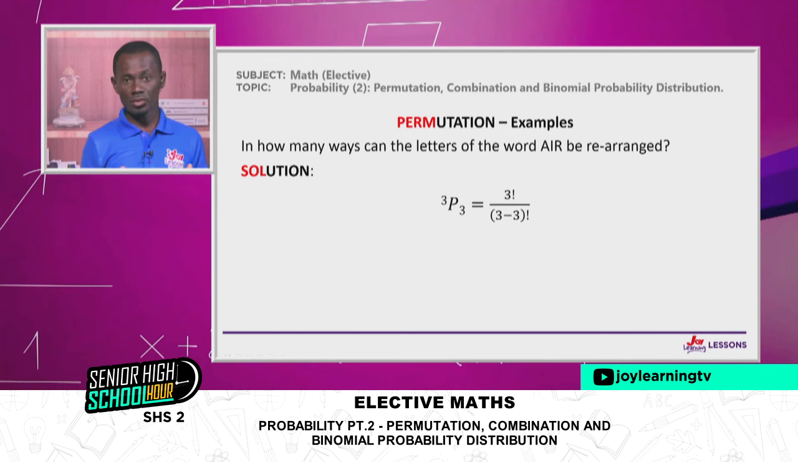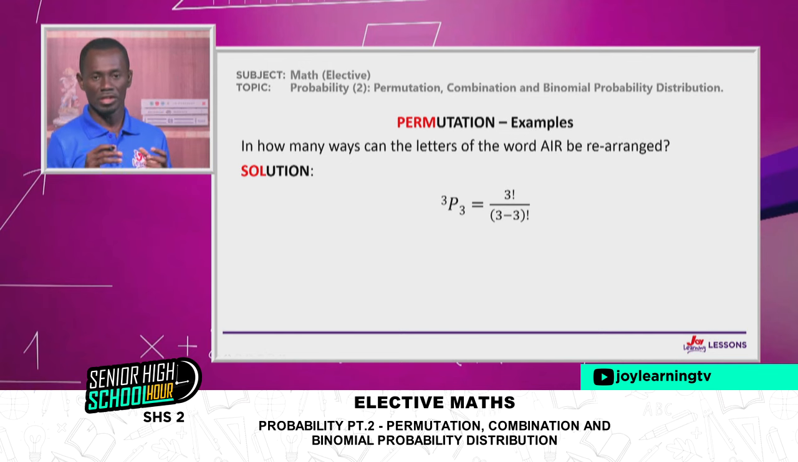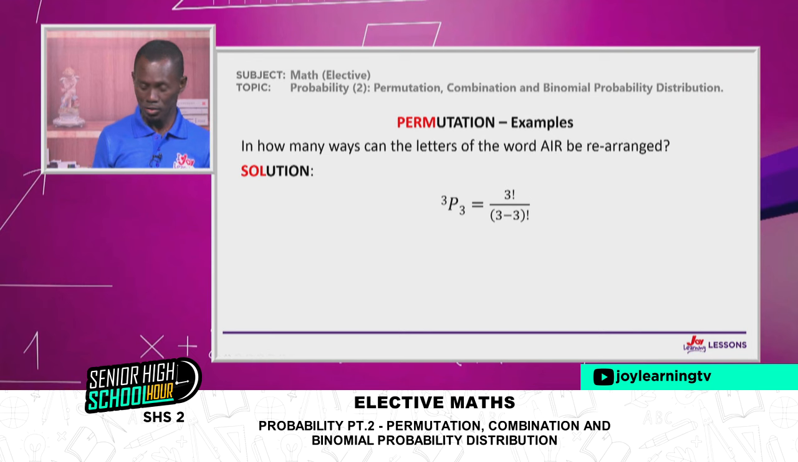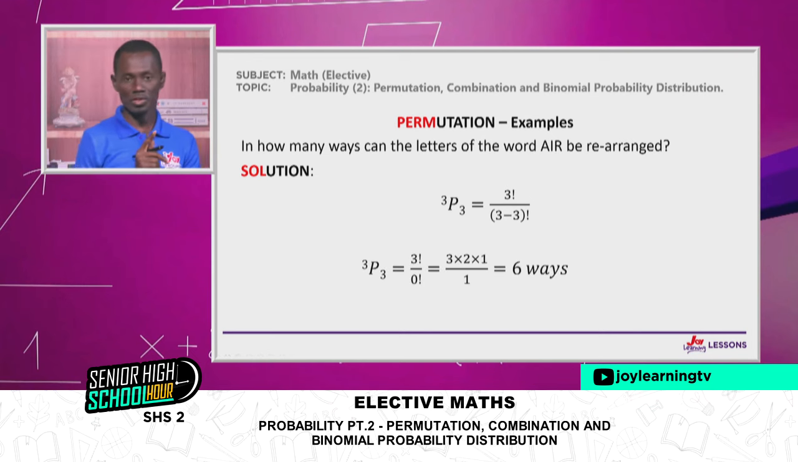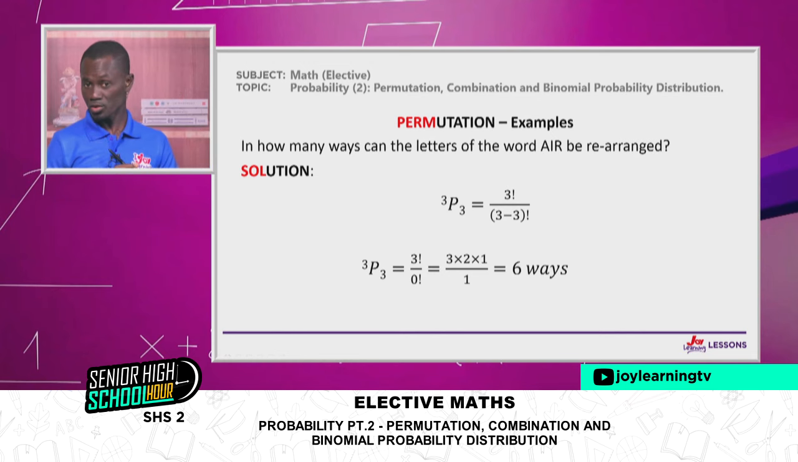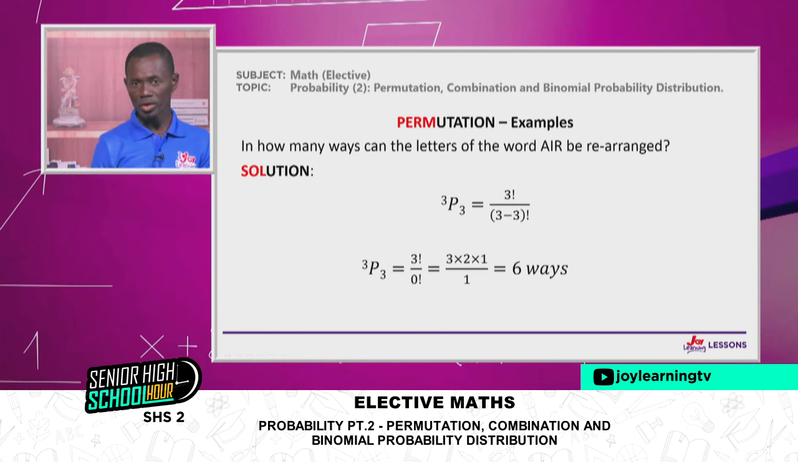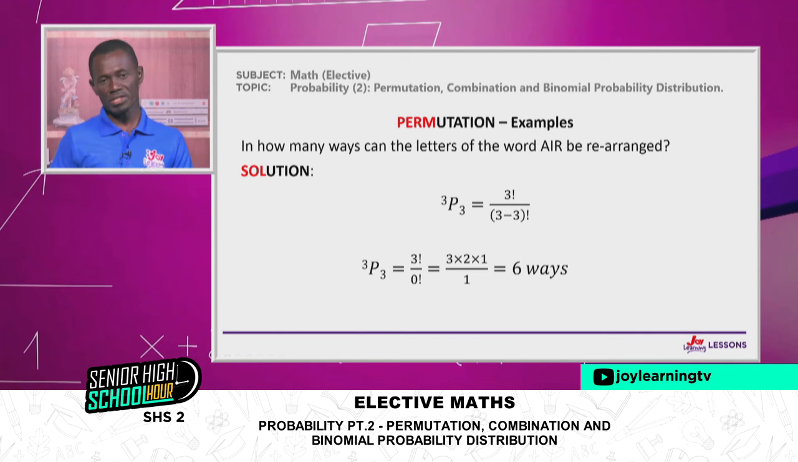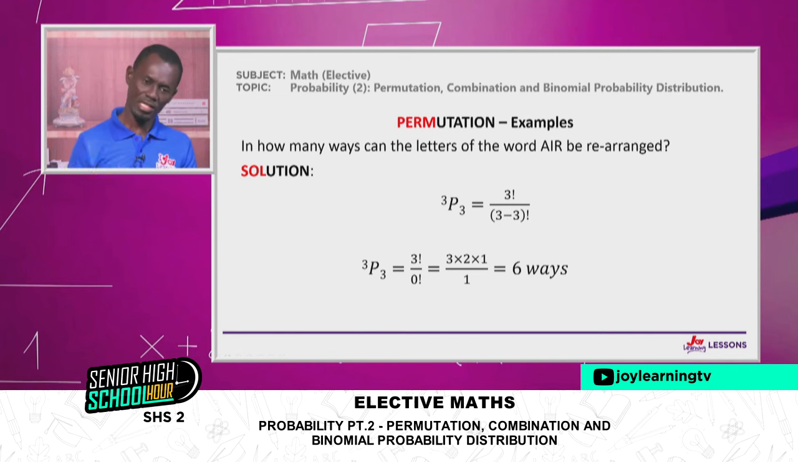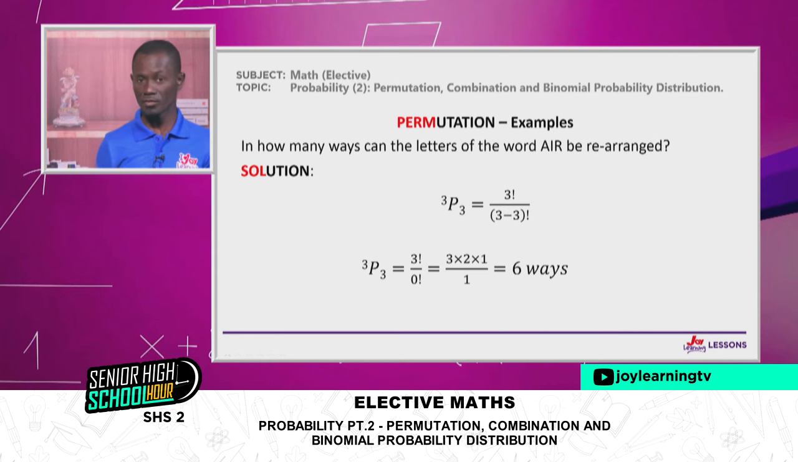So our selection is entirely all. So that is three factorial divided by the factorial of the difference between three and three. So that gives us three factorial divided by zero factorial. Recall that zero factorial is one. Three factorial will be three times two times one, because we keep reducing until we get to one. So there are six possible ways. You could do that manually if you wanted to.